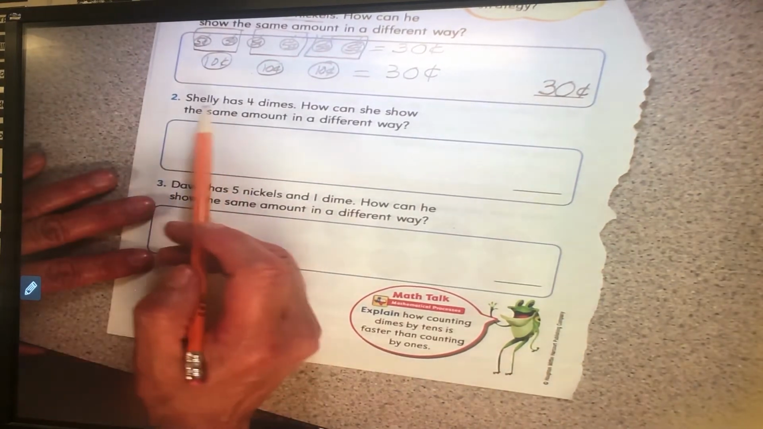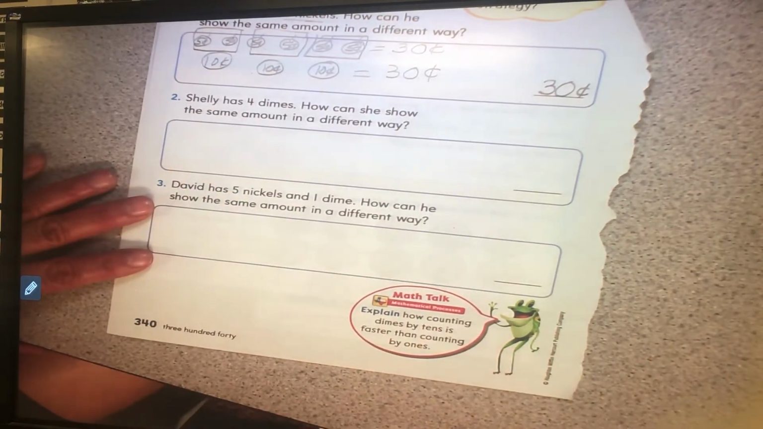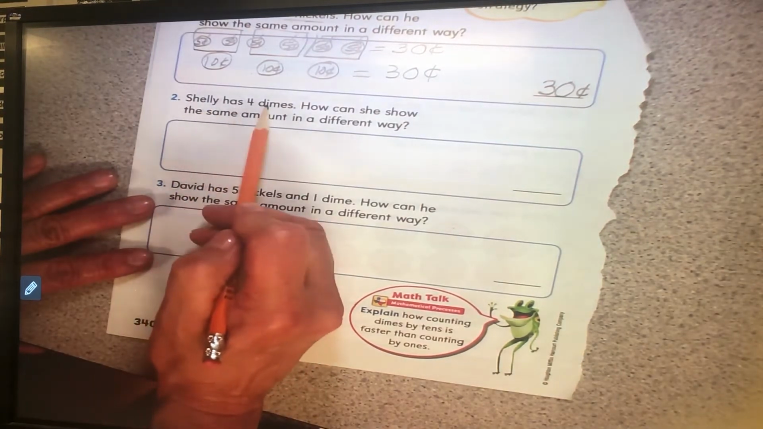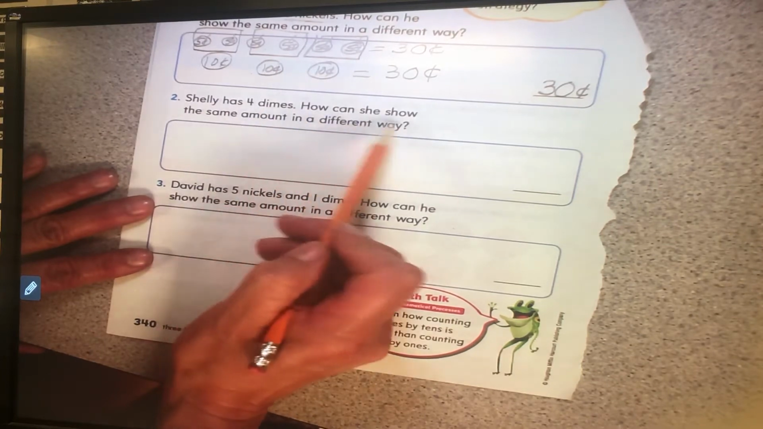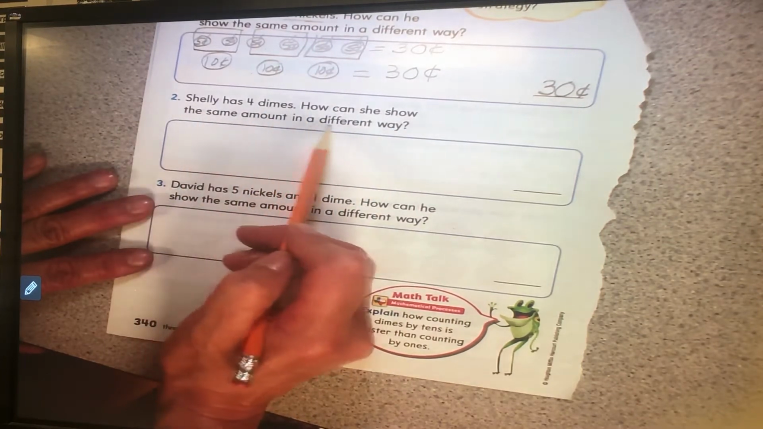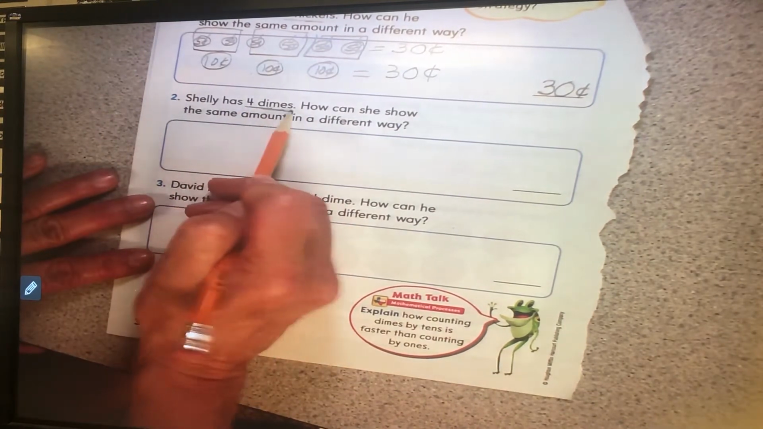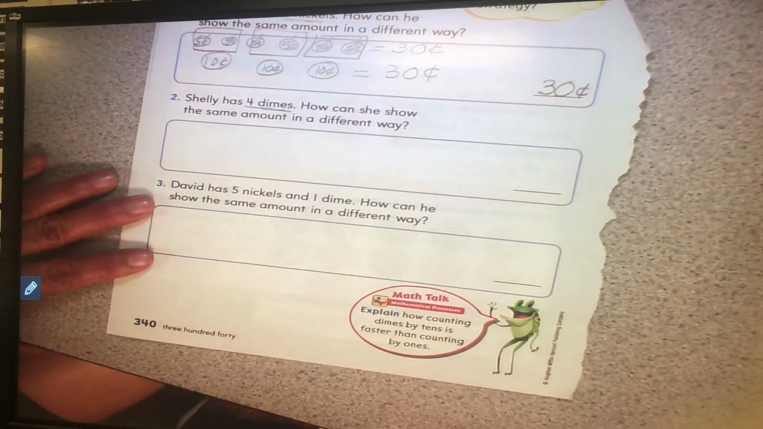I'm just giving you one example on each of these. All right, if you have the coins at home, I want you to play with them and see if you can figure out different ways. Shelley has 4 dimes. How can she show the same amount in a different way? So the information I have is she has 4 dimes. I have to know how much 4 dimes is.